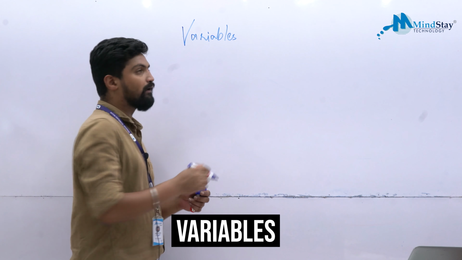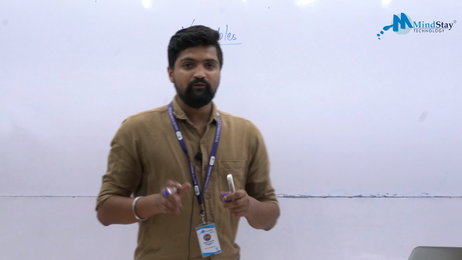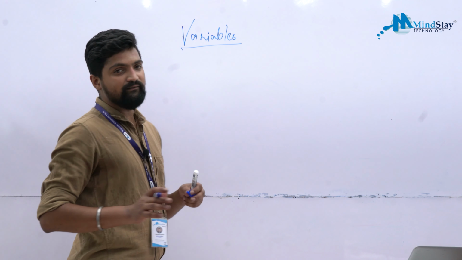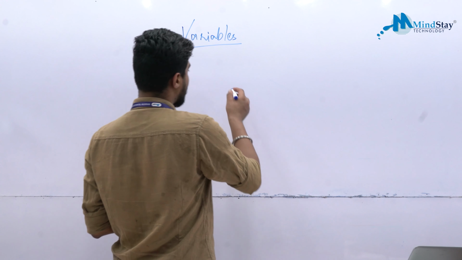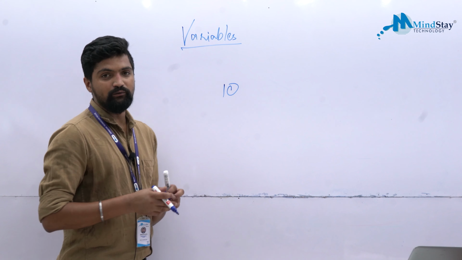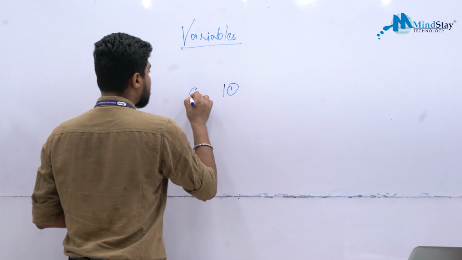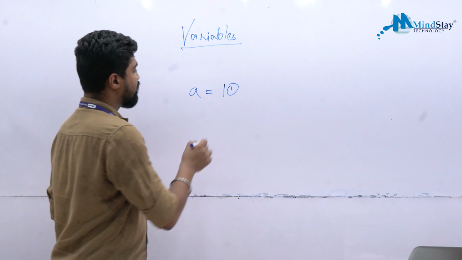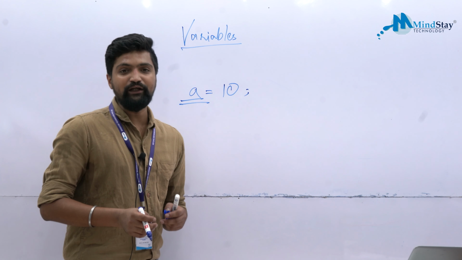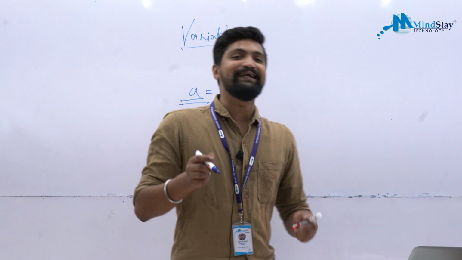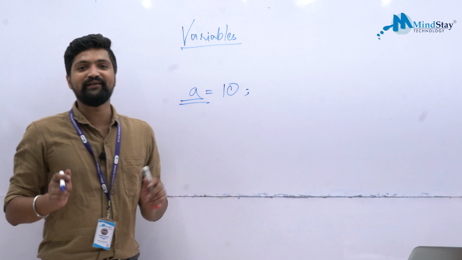Now we'll be learning about variables. Whenever I talk about this term variables, what comes to your mind? A variable is nothing but whenever you're storing a value, let's say 10. I have a value 10 and I want to store this value somewhere so that I can use it later on. So I'll create a variable and store this value. Here this A is my variable. A variable is an entity which can store values of different data types.